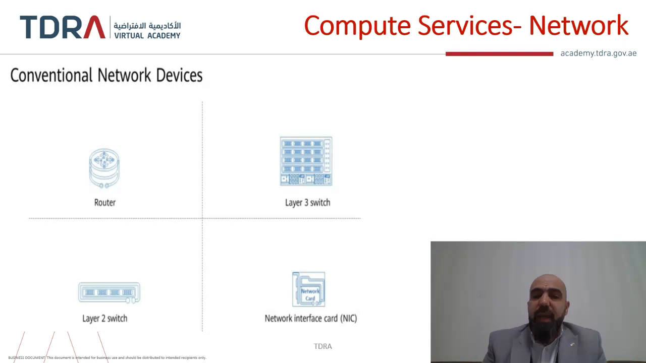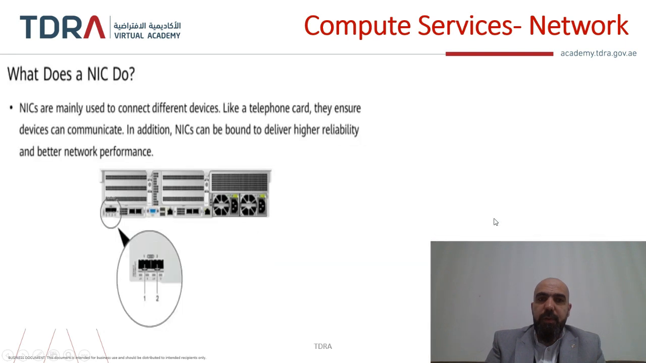NIC, network interface card: any PC or any server, any device should have a network interface card. It will be either wired or wireless. It's actually mixed between layer 1 and layer 2 in the OSI model. But yes, we can consider it layer 2 because it understands MAC addresses. Okay, so this is the NIC, as we all know what the NIC is, and we connect the NIC to the switch, of course.